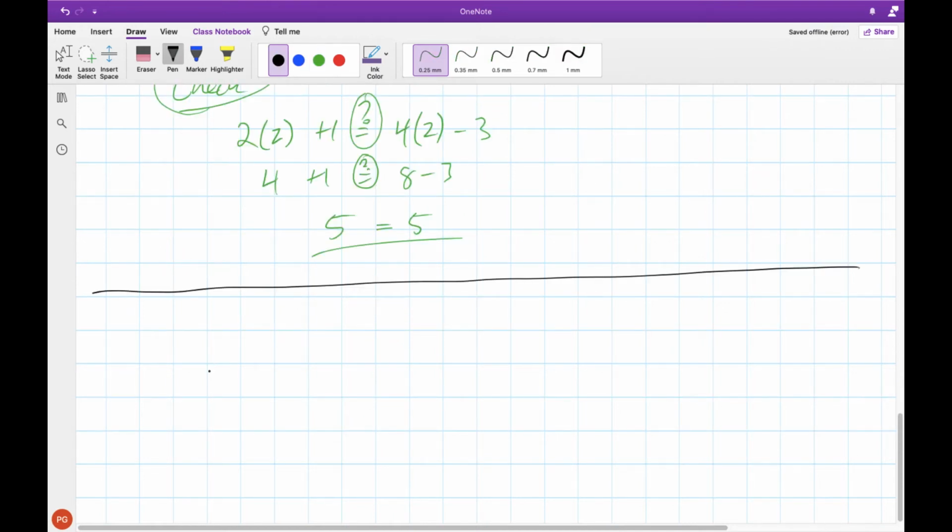For our last two examples here, we're not really able to use tiles very well. There are ways of drawing out these examples, but I find that the tiles are a little bit less helpful in these two particular cases.